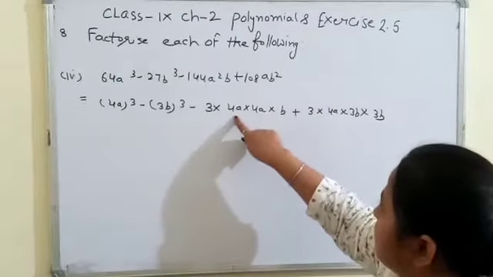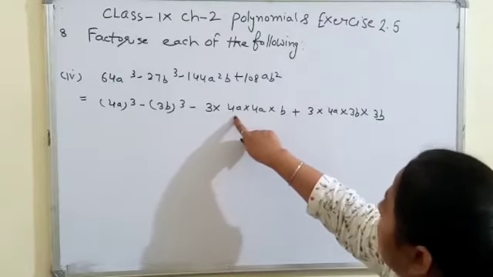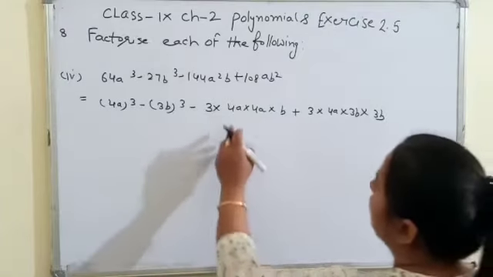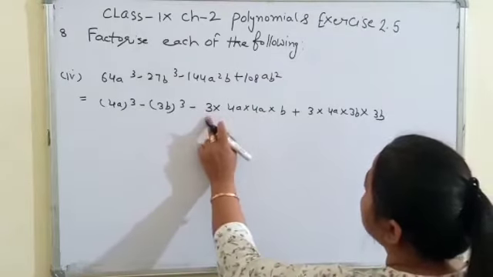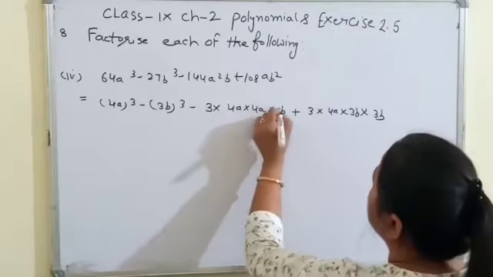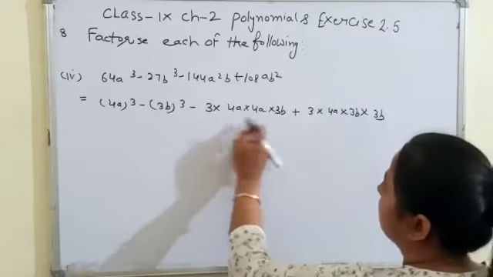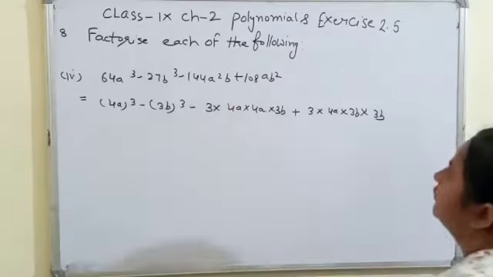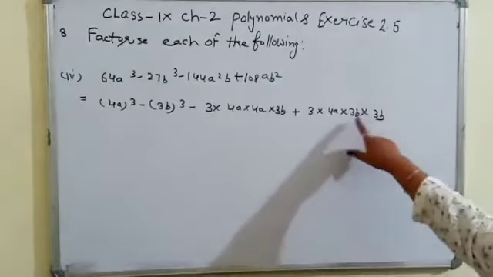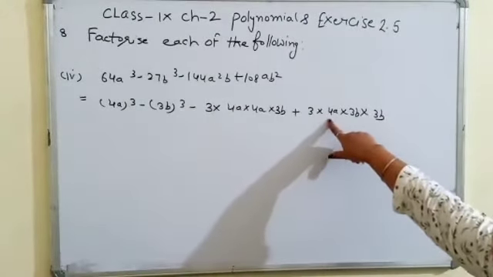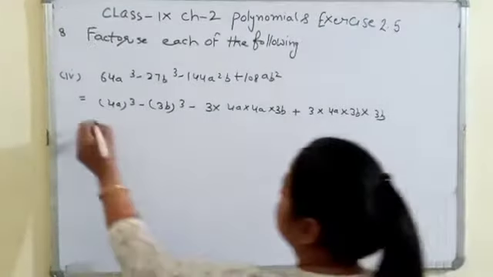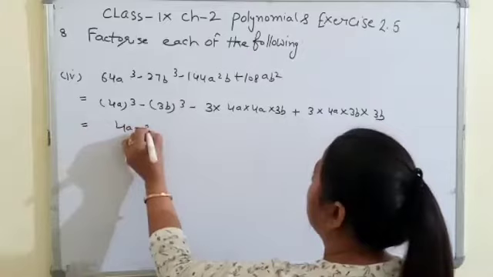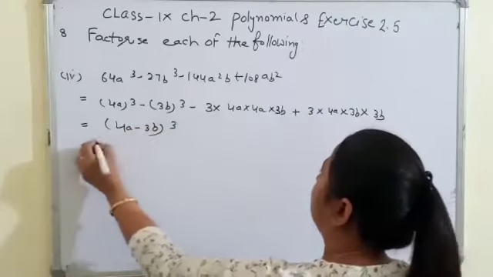4 fours are 16, 3 times 16 is 48. This is 3. Yeah, now you can check it. 16 and 9, that is 144, and here 3 times 3 is 9, 9 times 3 is 27, 27 times 4 is 108. 4a minus 3 whole cube. So write it up to 3 times.